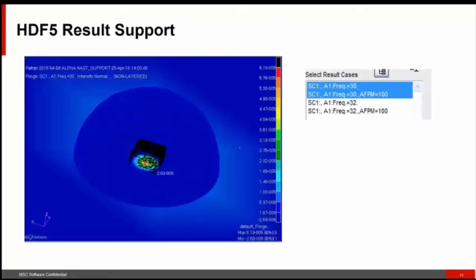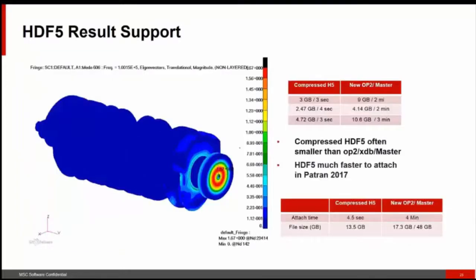Here you can see this is for acoustics. We have the intensity normal on the finite element results, and also the AFPM in the strain plot. So this is an option that's available through HDF5. And also here is another model that you can see. We are here doing the comparison to see how HDF5 results are faster and quicker to attach in comparison to the OP2, XDB, or master file. You can see also the HDF5 compressed sizes are very, very small in comparison to other types of results.